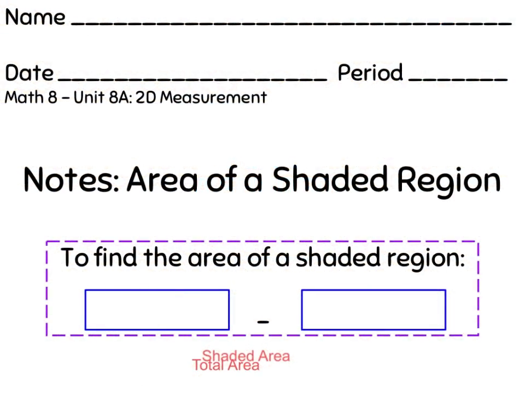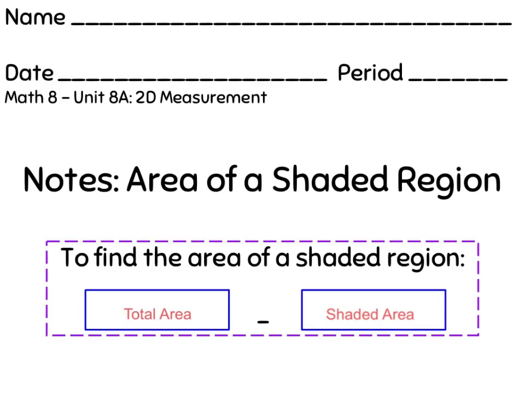Now we're going to talk about finding the area of a shaded region. Sometimes problems are going to have parts shaded and parts unshaded, and they want you to find just the area of the shaded region or just the area of the unshaded region. In order to do this, to find the area of the shaded region, you take the total area minus the shaded area that's there.